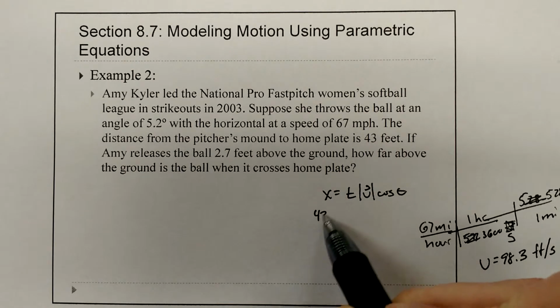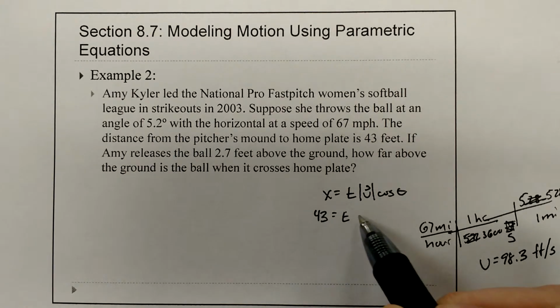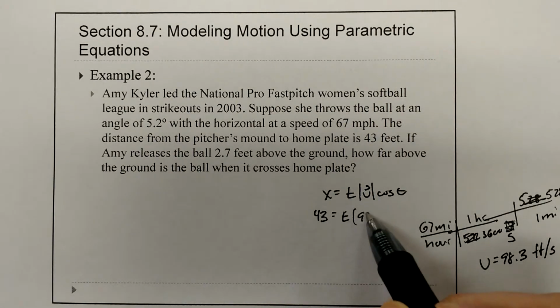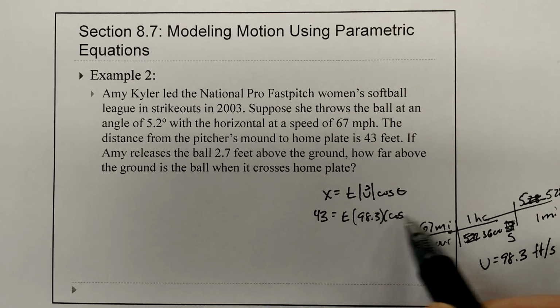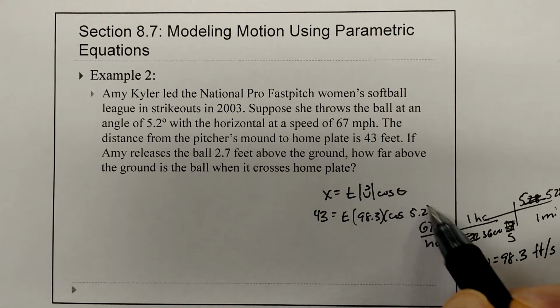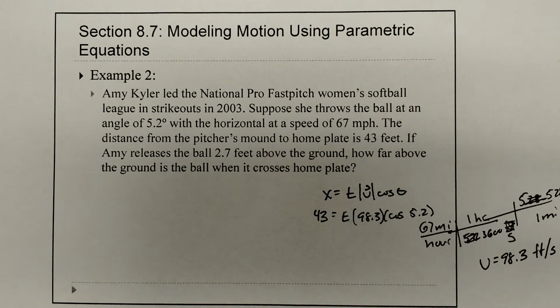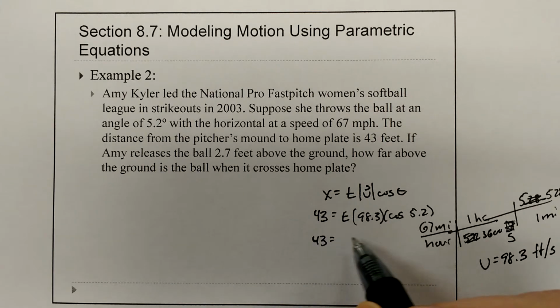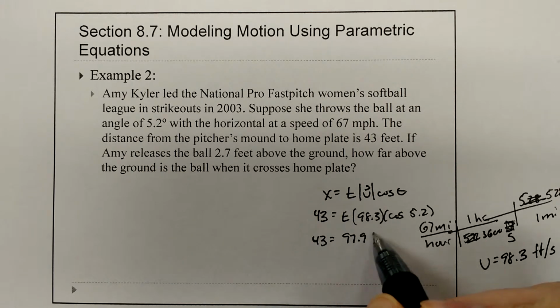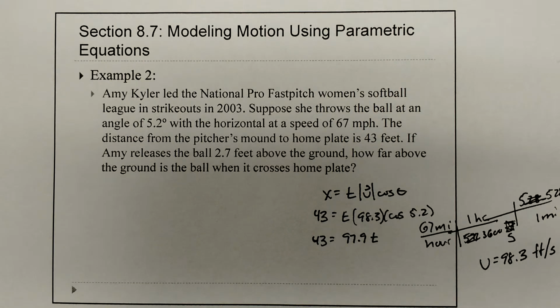So x is 43, it travels 43 feet. I don't know t. V is 98.3, and the cosine of 5.2. So 98.3 times the cosine of 5.2. So 43 equals 97.9 t. Then divide both sides by 97.9. That gives me t is equal to 0.44 seconds.